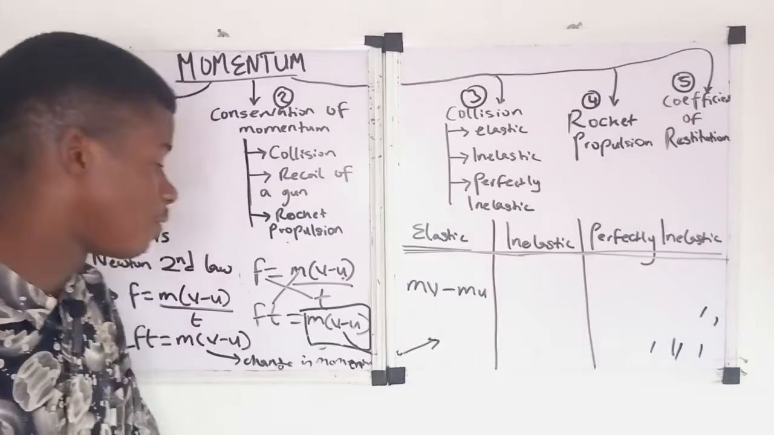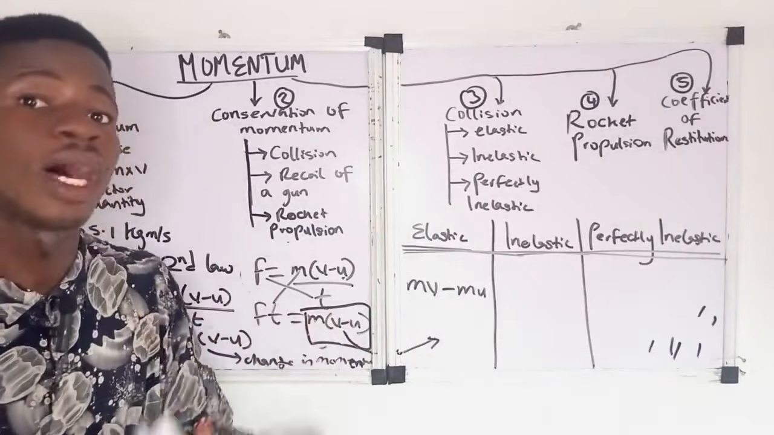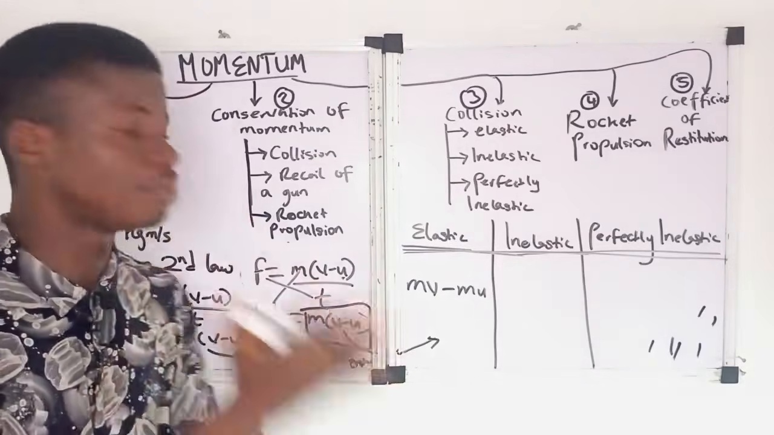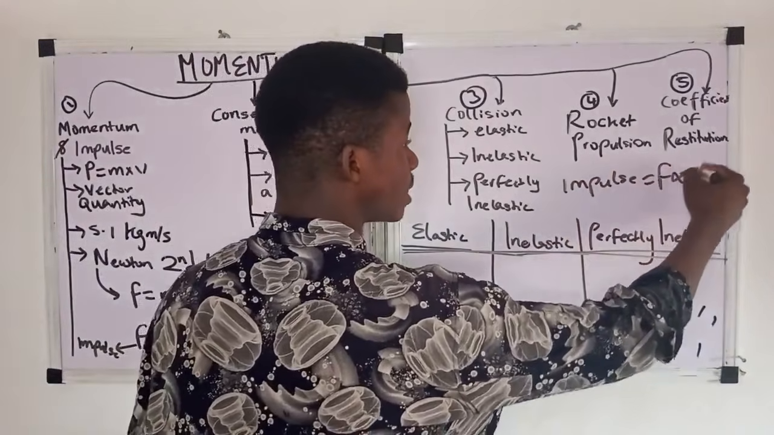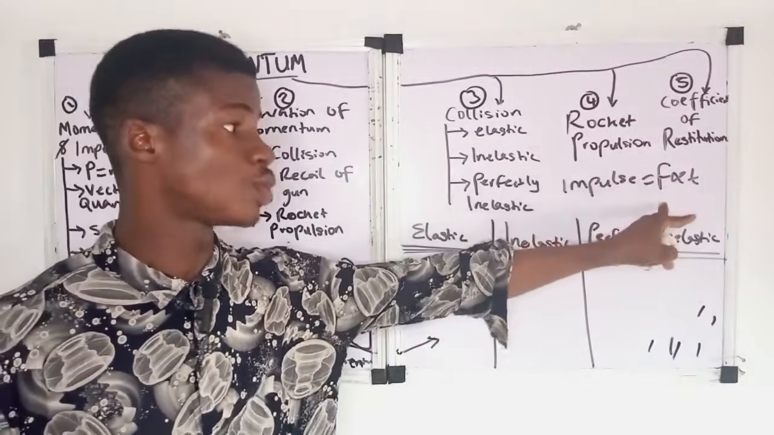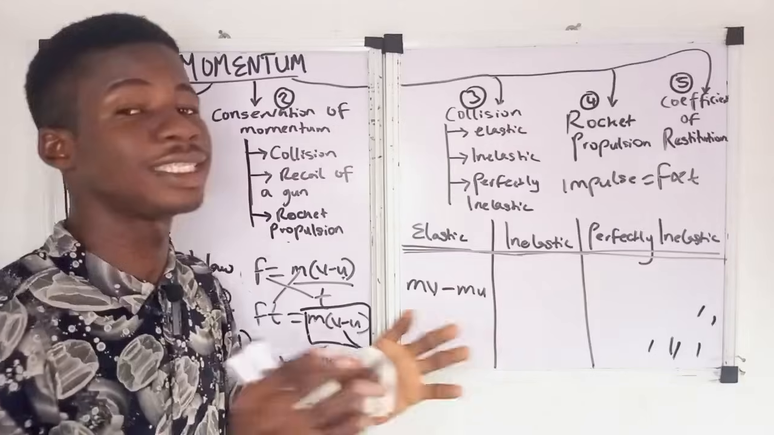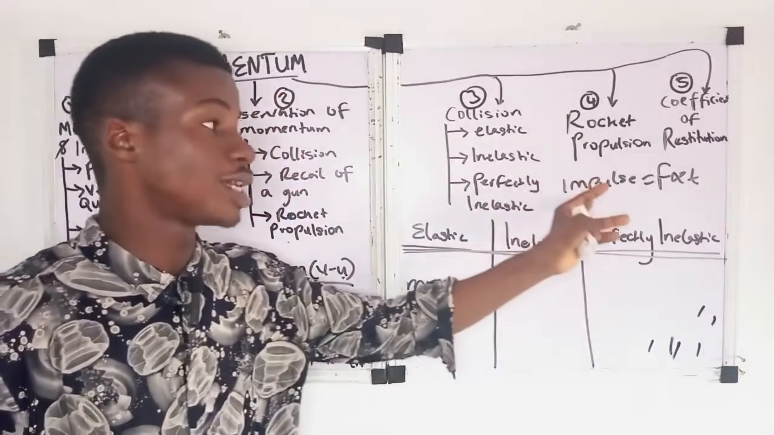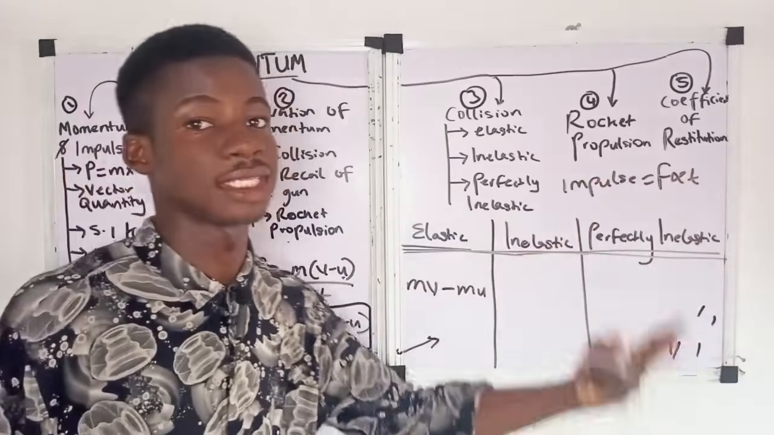Now, what is the impulse of a body? The impulse of a body is the time it takes a force to act on a particular body. That is known as impulse. So the impulse of a body is equal to force times time. When a force is acting on a particular body, the time it takes that force to act is known as impulse. Therefore, impulse is equal to force times time.